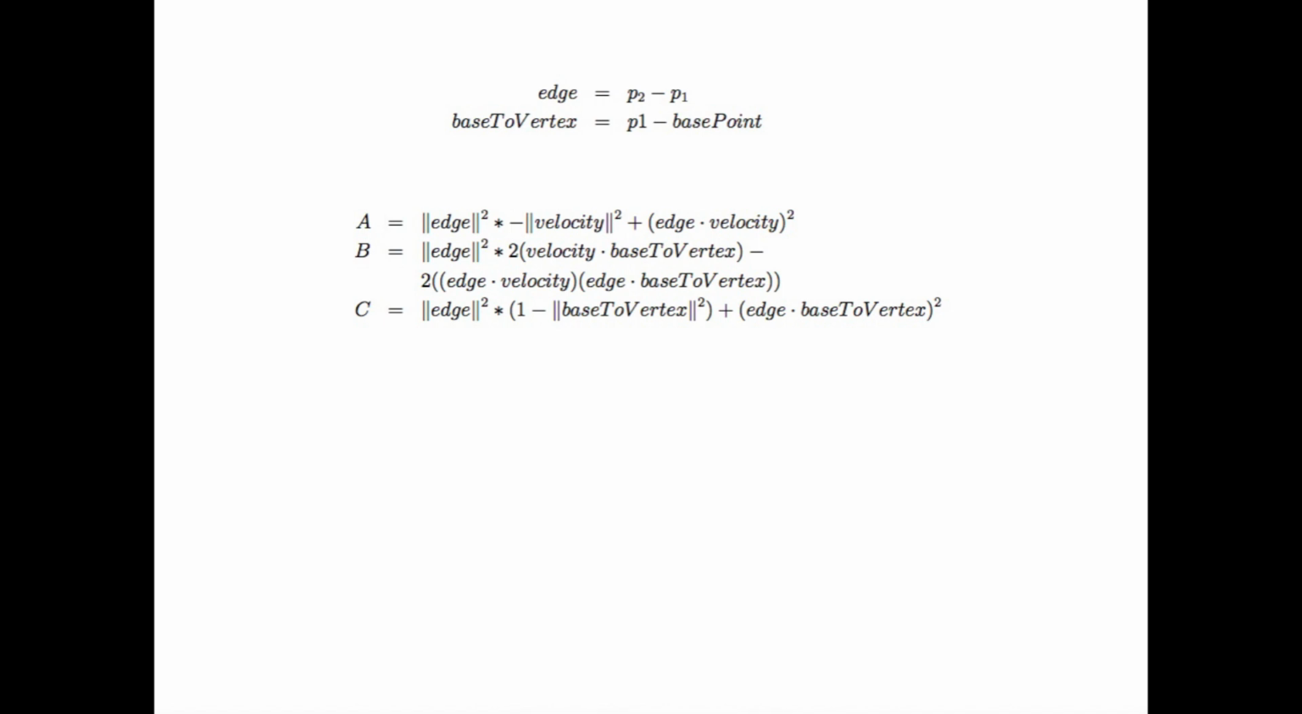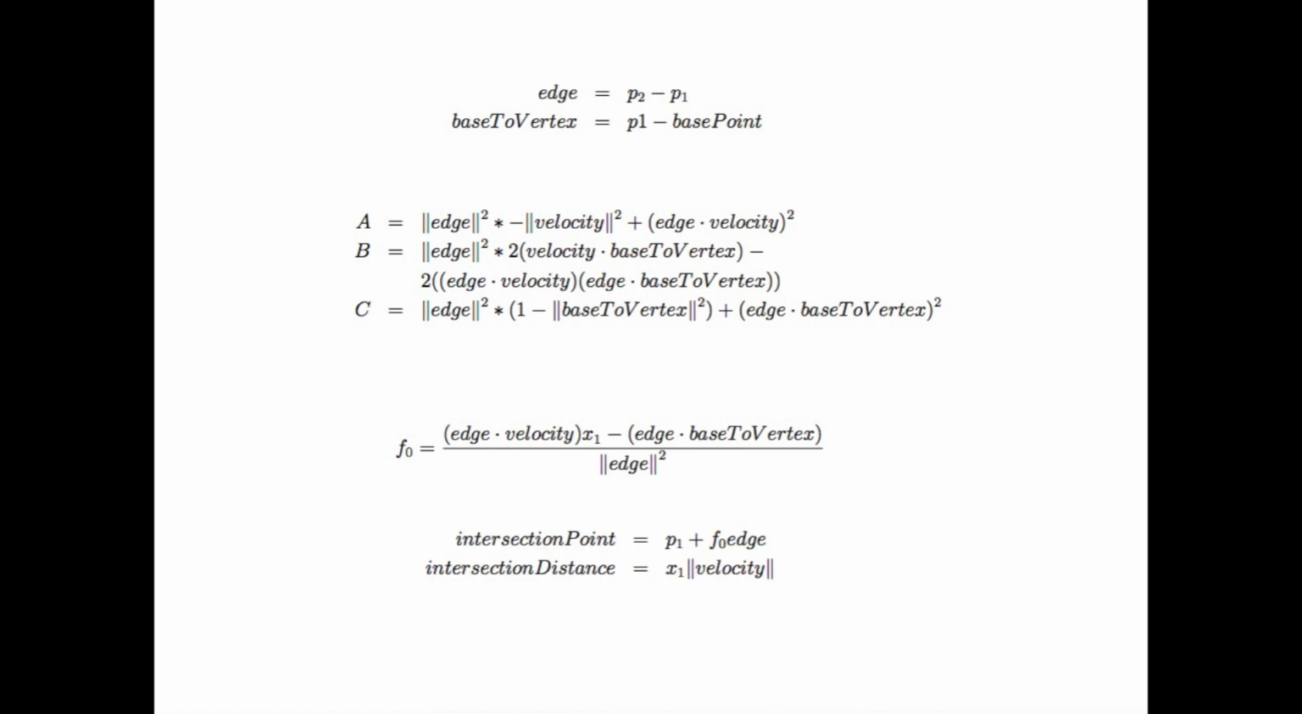And if this quadratic equation has a smallest solution, then we know that the sphere will intersect with the line at some point, but we don't know if that's actually within the edge's region. So we parameterize the line by a function f such that L of 0 is equal to the original point, P1, and L of 1 is equal to the secondary point on the edge, P2. And we can calculate the point f of 0 on the line where the intersection takes place. And if this is between 0 and 1, then we can calculate our intersection point and intersection distance.